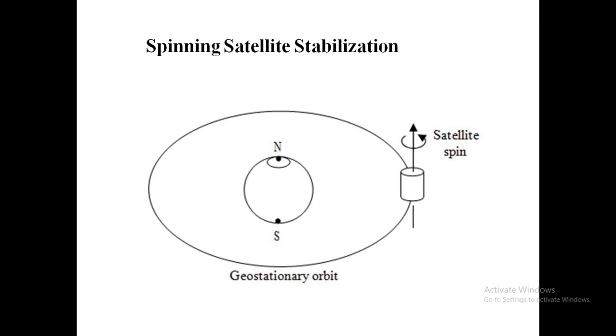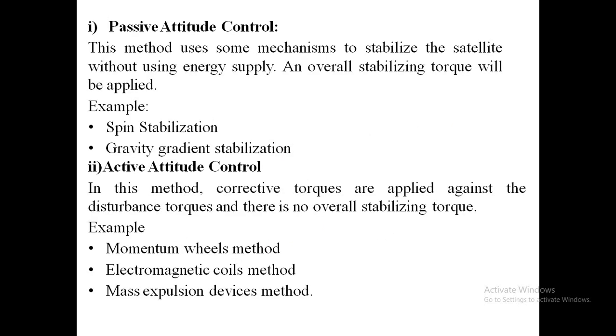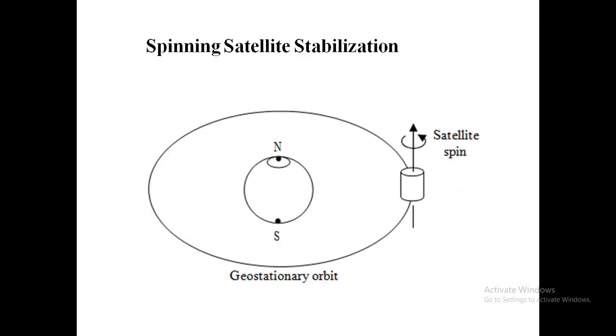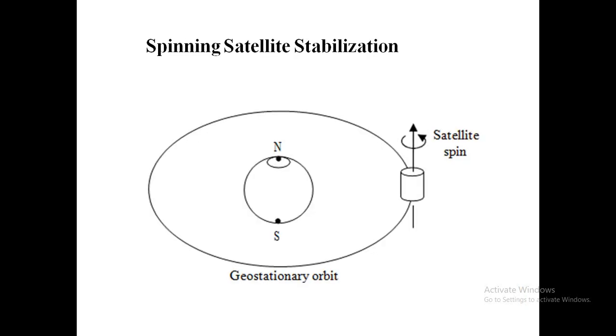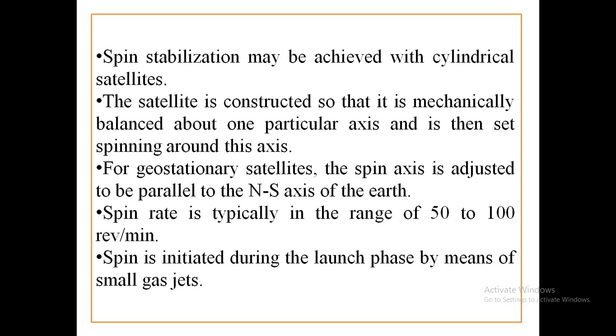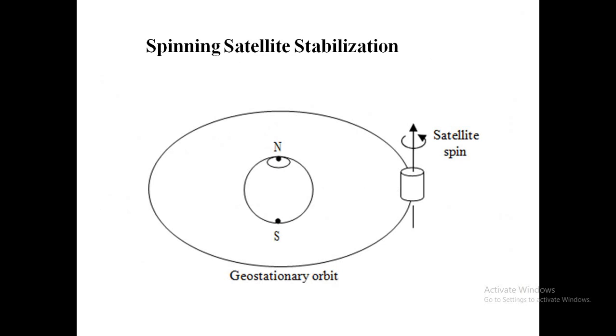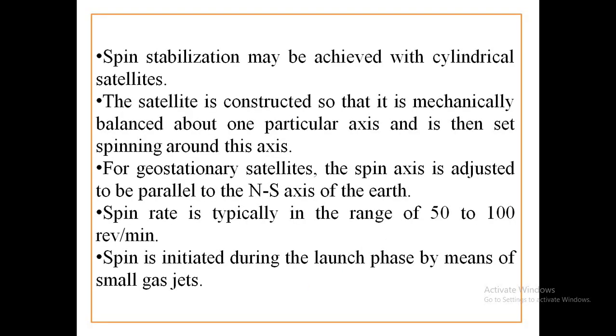So this is the spin satellite stabilization method coming under the passive attitude control method. Here, the spin stabilization may be achieved with cylindrical satellites. The satellite is constructed so that it is mechanically balanced about one particular axis and is then set spinning around this axis. For geostationary satellites, the spin axis is adjusted to be parallel to the north-south axis of the Earth. Spin rate is typically in the range of 50 to 100 revolutions per minute. Spin is initiated during the launch phase by means of small gas jets.